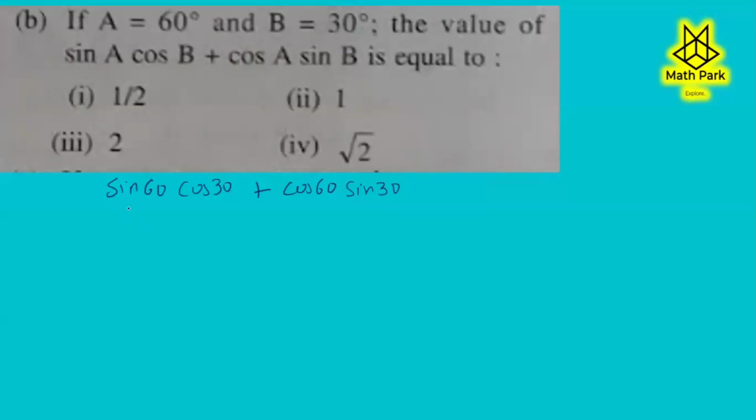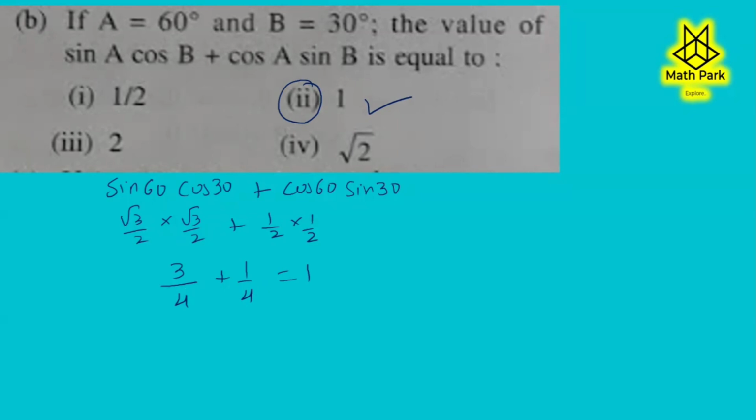Let's put the values. Sin 60 is root 3 by 2. Cos 30 is root 3 by 2. Cos of 60 is half and sin 30 is half. Root 3 times root 3 is 3, 2 times 2 is 4, plus 1 by 4. And 3 by 4 plus 1 by 4 is 1. So option 2 is the correct answer.